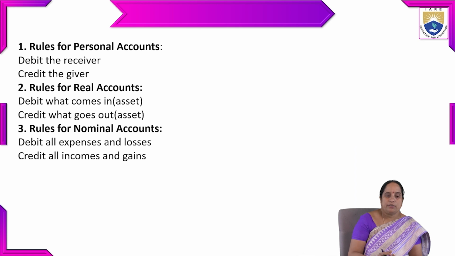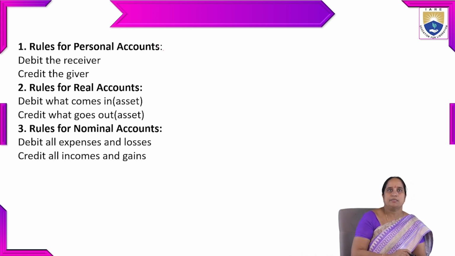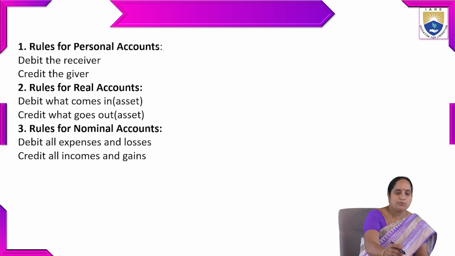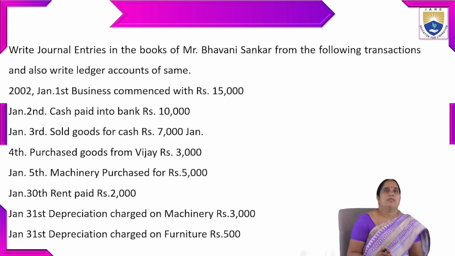So before entering into the problem solving, let us revise or recollect the rules for various accounts. The rule for personal account is debit the receiver, credit the giver, and the rule for real account is debit what comes in and credit what goes out. Rules for nominal accounts: debit all expenses and losses, credit all incomes and gains.